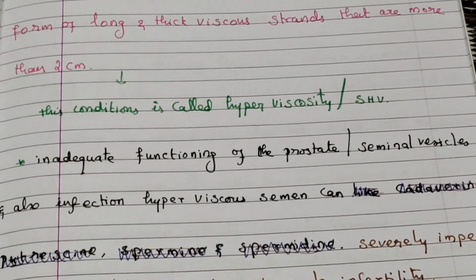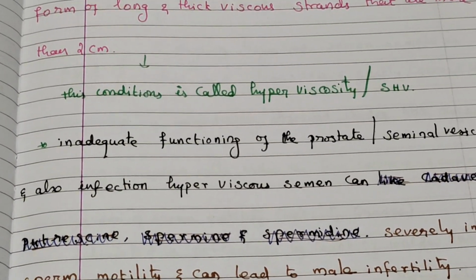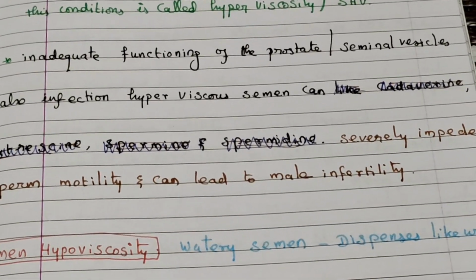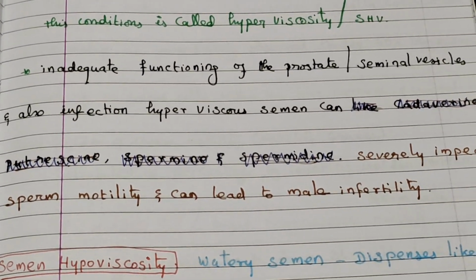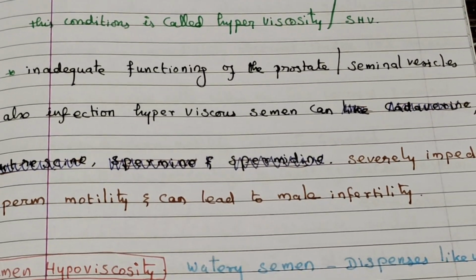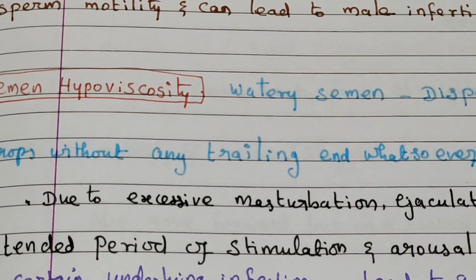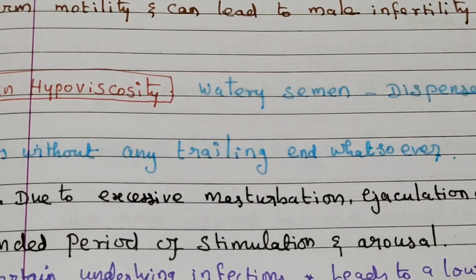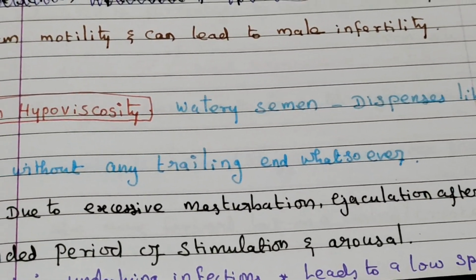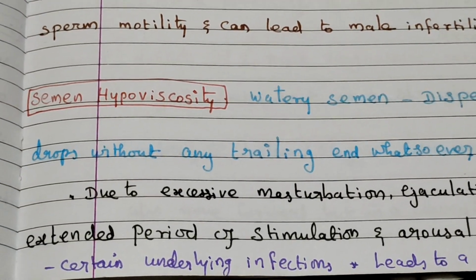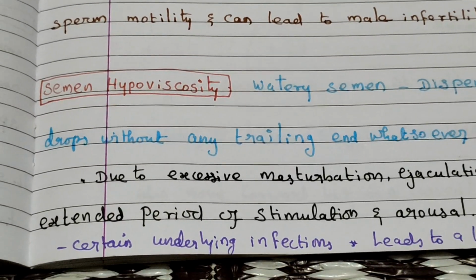This condition is called hyperviscosity, or SHV, and is an indication of inadequate functioning of the prostate or seminal vesicles and also infection. Hyperviscous semen can severely impede sperm motility and can lead to infertility. Hypoviscous or watery semen, on the other hand, would be due to excessive masturbation, ejaculations after an extended period of stimulation leading to low sperm count, and also due to underlying infection.